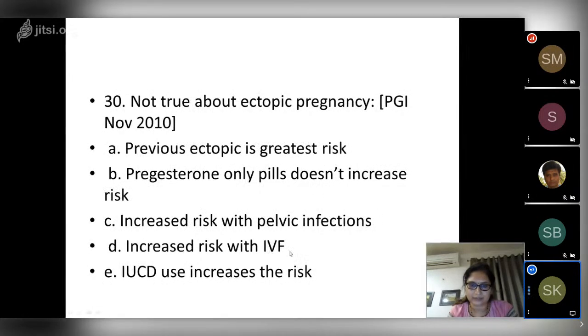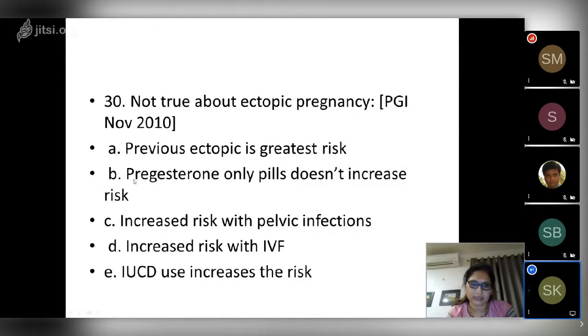With IVF, is the risk of ectopic increased or no? Yes, it is increased, definitely. With IVF, ovulation induction is done and multiple eggs are released. And of course, multiple embryo transfers are done, and there are very high chances of ectopic again in IVF. So the risk is increased with pelvic infections, with IVF, and also, of course, IUCD. So all these three statements are true, and even the first statement is true.